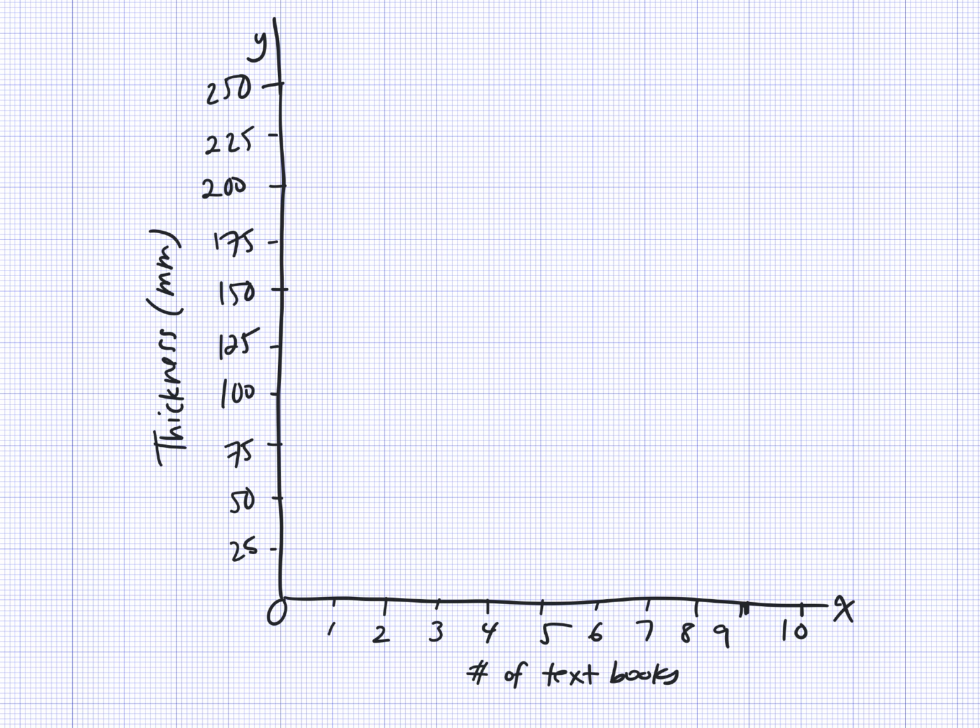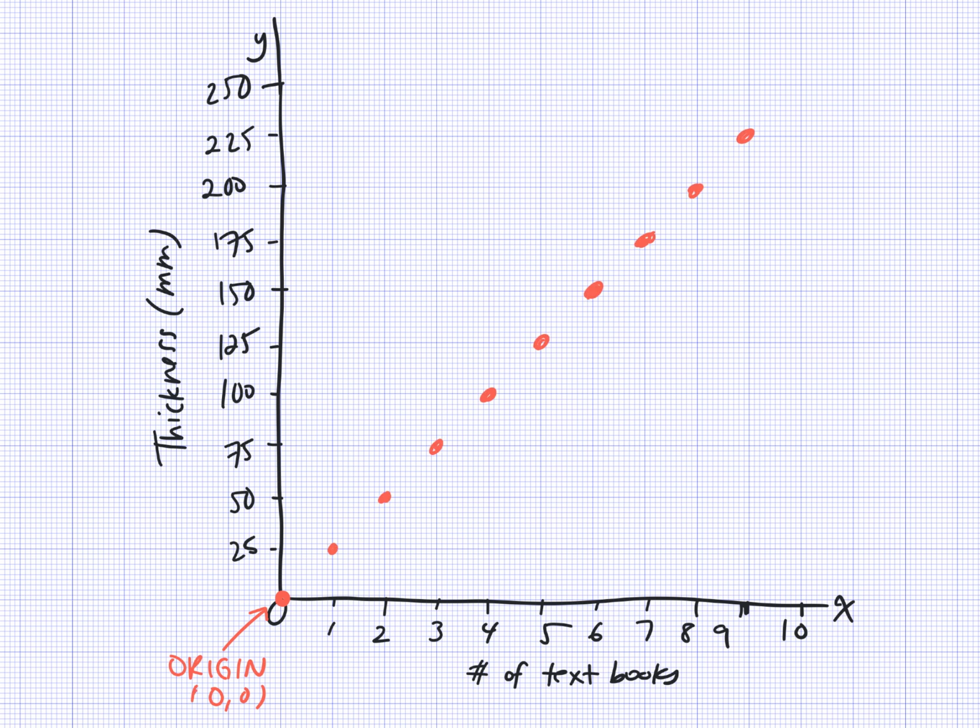We know that if we have 0 textbooks, then the thickness is 0. We're not measuring anything. So the first point is going to be right here. This is called the origin. 0, 0 is called the origin. You're going to use that word a lot, okay? So copy that word down, origin.